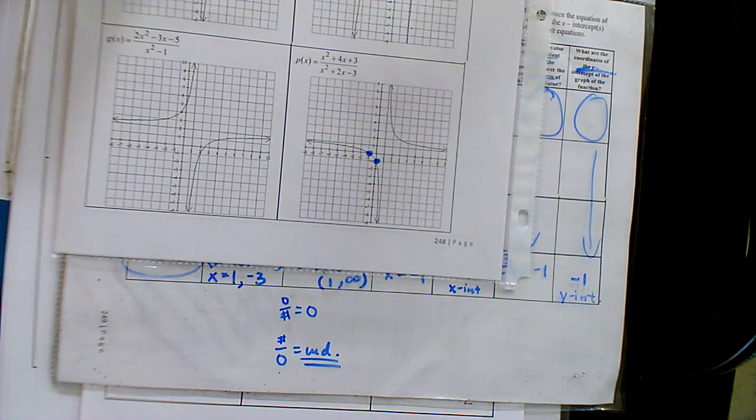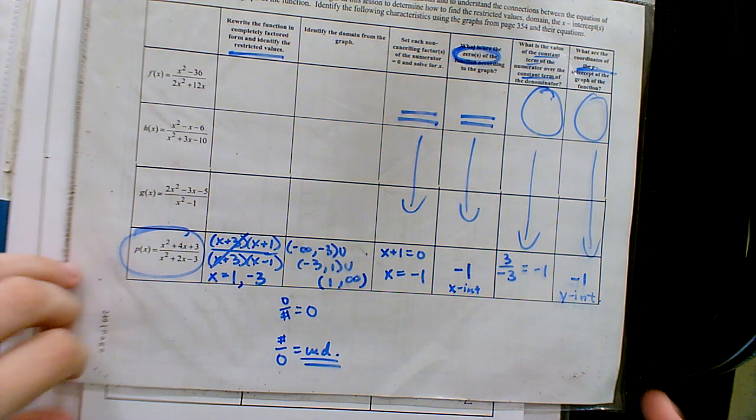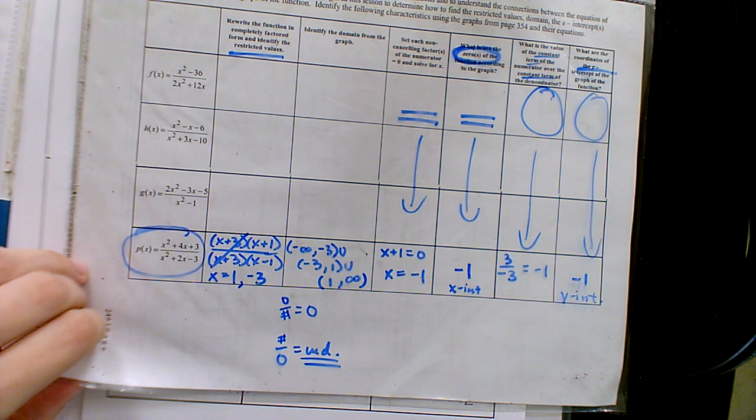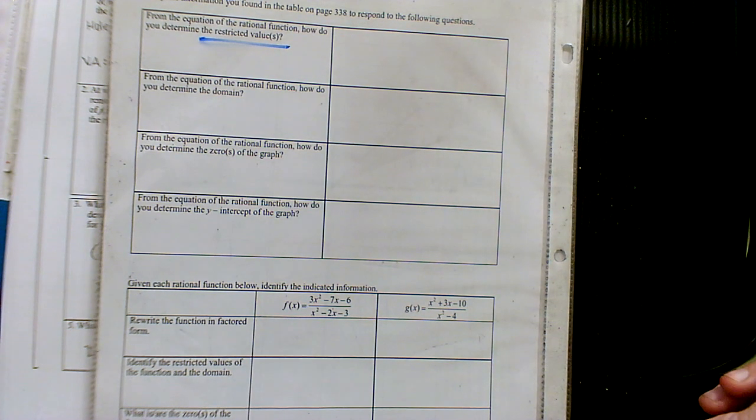So after looking at just 4 examples, trying to find a pattern between all these different analyses that we've been doing, I want to make sure that we can formally write down the connections between the graph and the equation. So we're going to do that on the next page. We're basically going to summarize the patterns that we saw within this table. So if someone asked you, hey, how do you find the restricted values or the numbers that don't work in a rational fraction, what would you tell them?